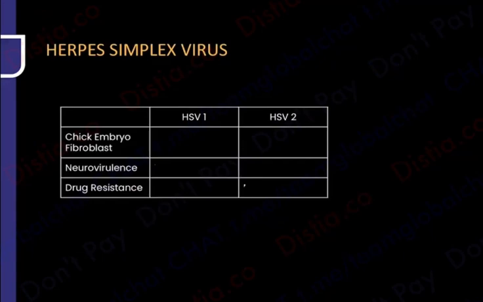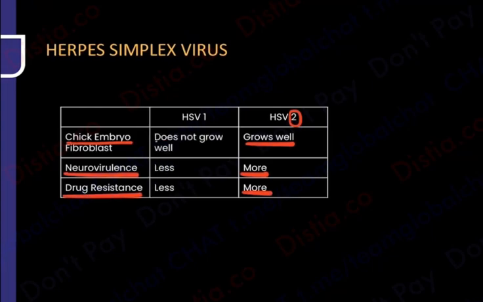Now let's come to the microbiology part. Who is going to show you growth on chick embryo fibroblast? Who is going to grow well? HSV2. Who is going to be more virulent and more resistant? HSV2, the elder brother says, I will grow on the chick embryo fibroblast cell line. I will be more virulent, neurovirulent, and I am going to cause drug resistance. Whereas HSV1 is not going to grow well and is going to be less drug resistant and less virulent. Okay, so all this basic is done.